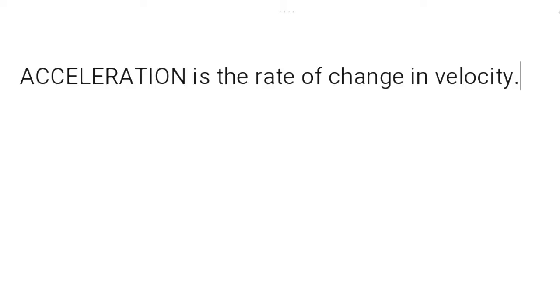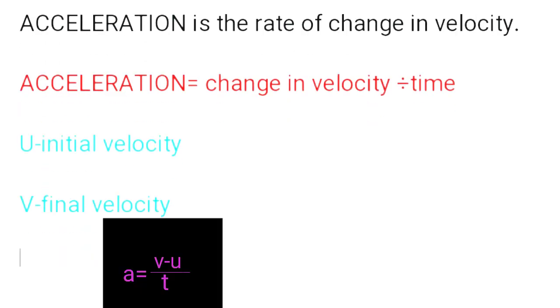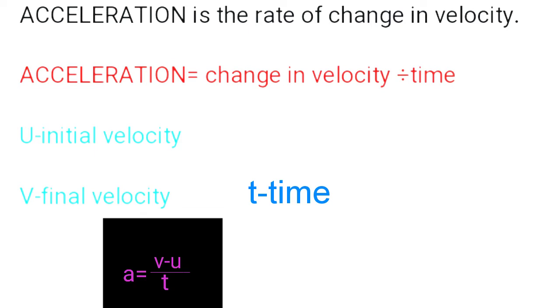Acceleration is the physical quantity which measures the change in velocity of an object in unit time, or acceleration is the rate of change in velocity. Acceleration is equal to change in velocity divided by time. If u is the initial velocity and v is the final velocity of a moving object, then acceleration a is equal to v minus u divided by t.